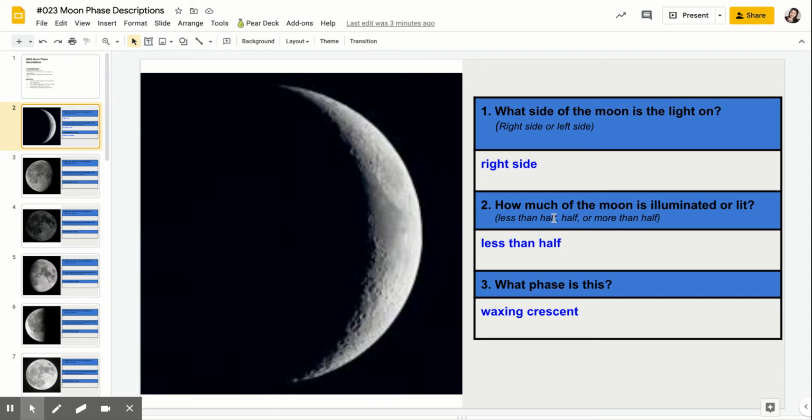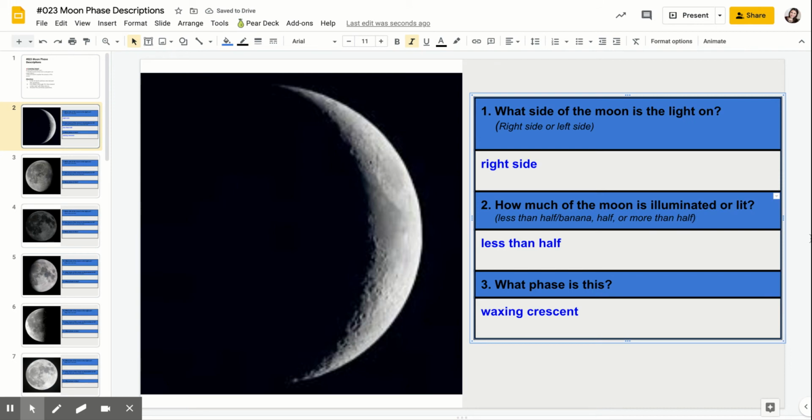All right, and I'm actually going to add in, I'll put in banana to help us. And then this one, we talked about fat football, okay? So I'll put that in there to help you guys. All right, so you're going to do that for the other ones.